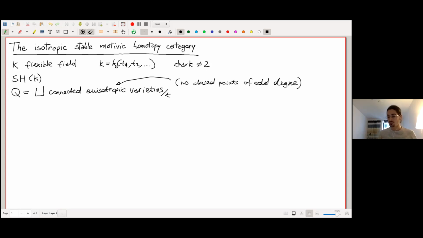Right, so this is a sort of mod 2 version of an isotropic variety, but since we are working with characteristic different from 2, that's what we need. But in principle, one could define it for, I don't know, a mod P version, and one would require characteristic different from P.